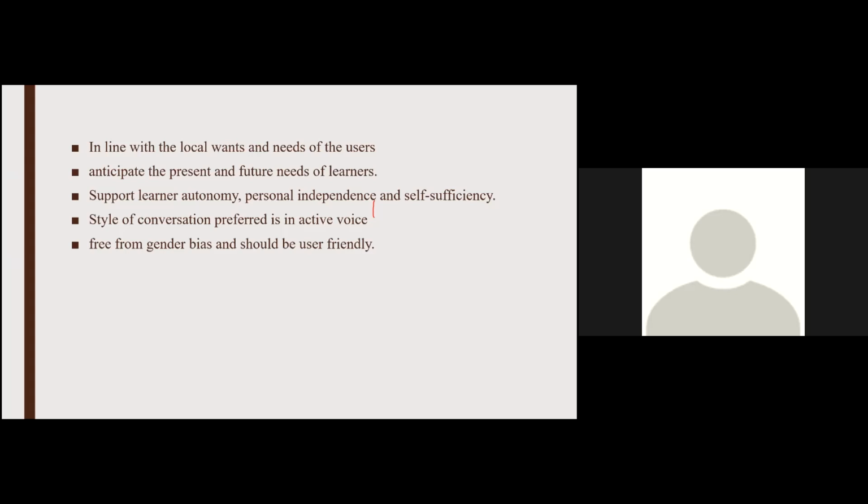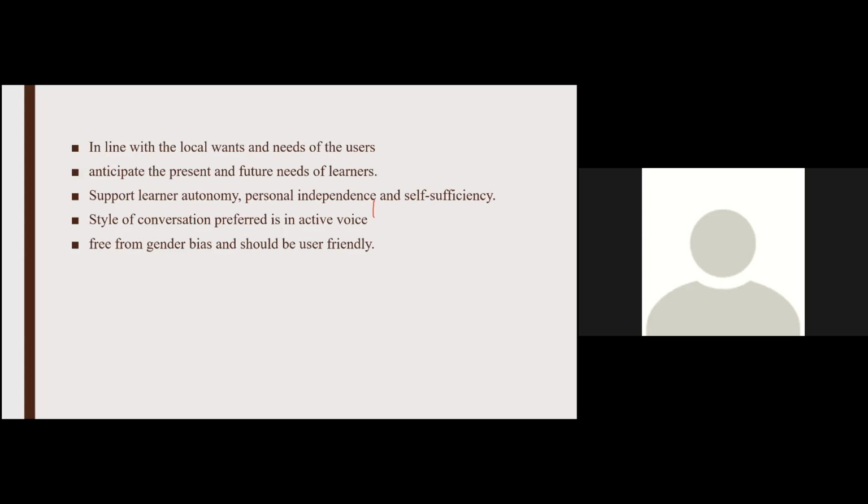And while developing the material, you should be able to anticipate the present and future needs of learners, and develop the OER accordingly. The material should support learner autonomy, personal independence, and self-sufficiency. The learner should be able to learn on his own. The style of conversation you use in creating that material should preferably be in the active voice, not everything, but preferably. And materials should be free from gender bias and user-friendly.